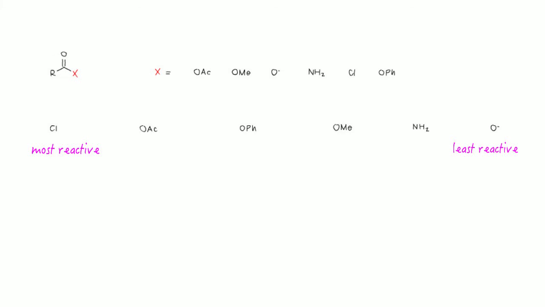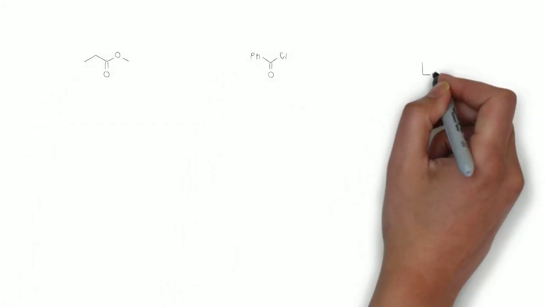So second most reactive is the anhydride. Third most reactive would be the ester from phenoxide. The fourth would be the methyl ester. And just a little bit better than the carboxylate would be the amide.